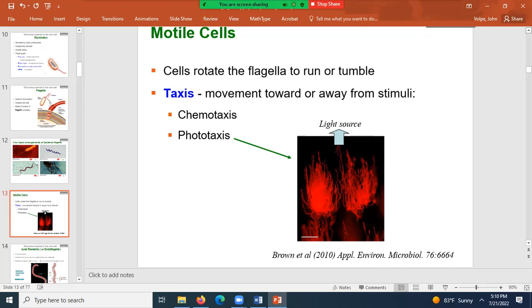Okay, if a cell is motile, then it has flagella. When cells are motile, they can swim, and people call it running or tumbling. Running is when the cell is moving in the same direction. Tumbling is kind of, well, like a ball tumbling.